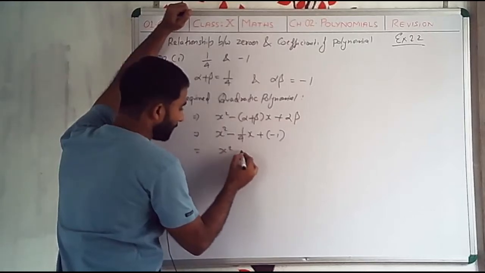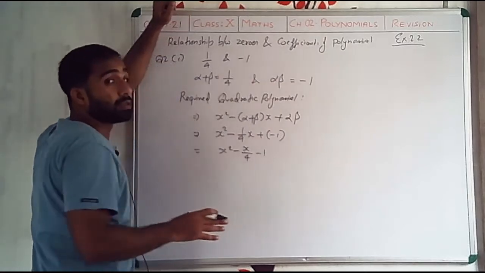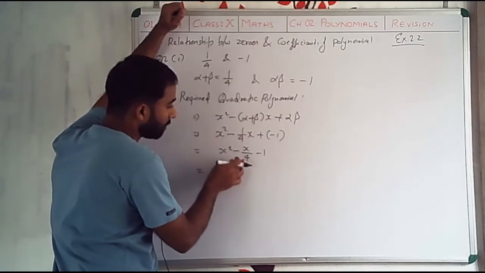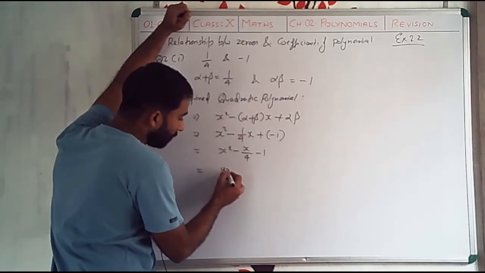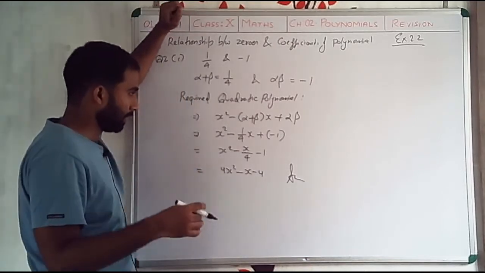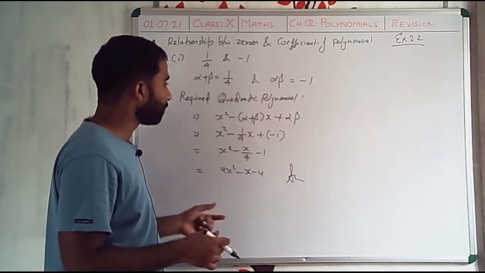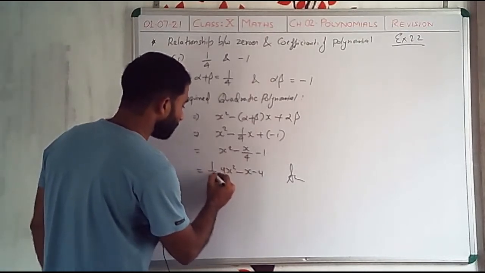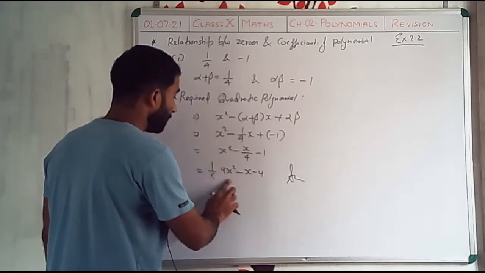Now x square minus x by 4 minus 1, but this is not the complete answer. So what will we do? We will take the LCM of these three terms, then you may write 4x square minus x minus 4. This is your answer. Many of you may be thinking about the denominator, it will cancel when you equate with 0, or you may take it common like this. Both the methods are correct. Anyway, ये आपका आंसर हो जाएगा.